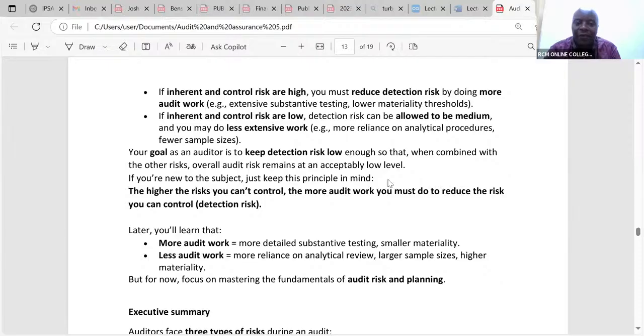Ladies and gentlemen, if inherent risk and control risk are very high, and you realize there is a very high danger of giving a wrong audit opinion, what do I do? Then I do a lot of work. I adjust my detection risk to match them, to counter them. Remember, detection risk is the only thing that you can play around with. When inherent and control risks are high, we lower the detection risk. Great.